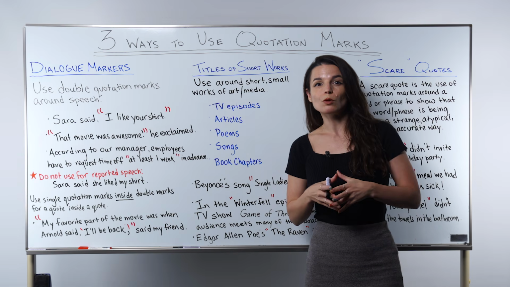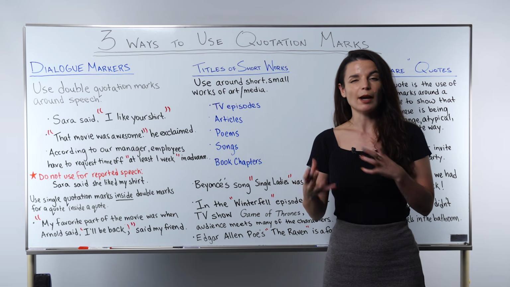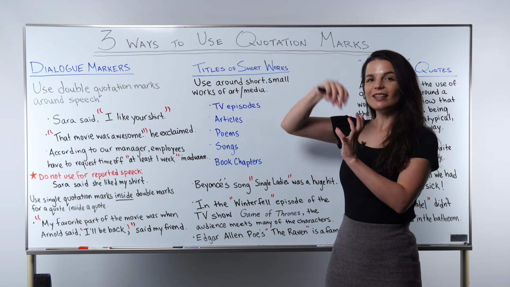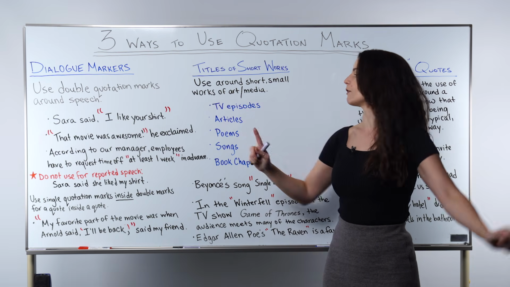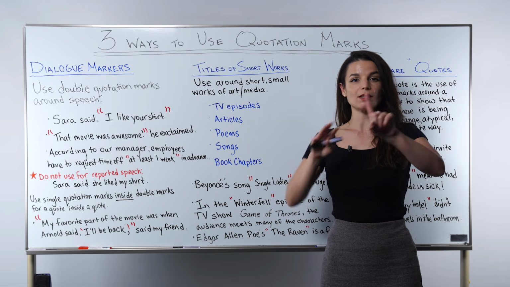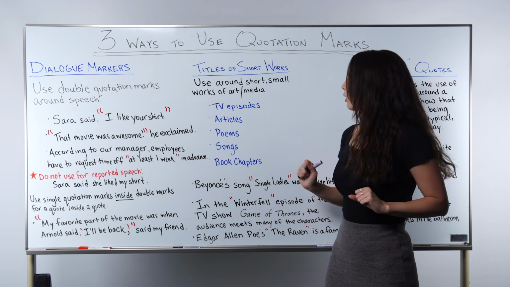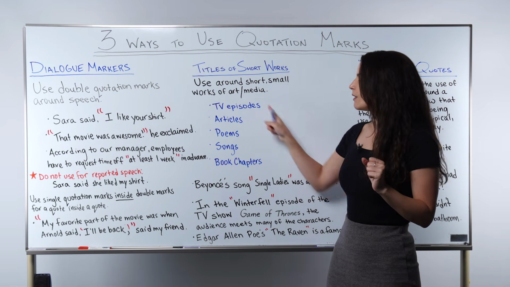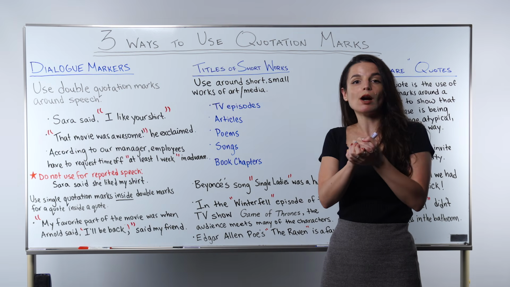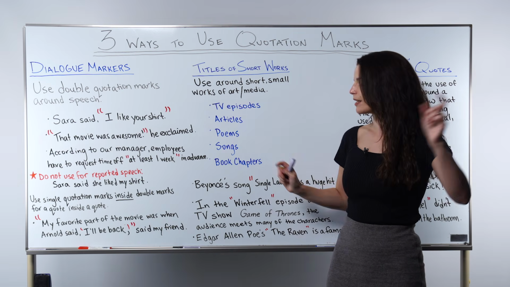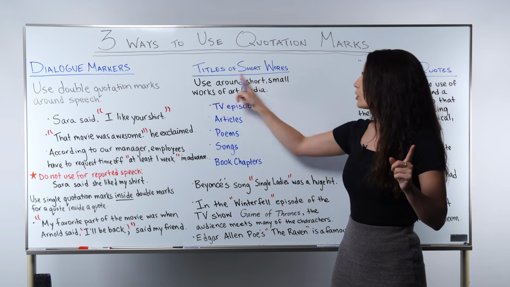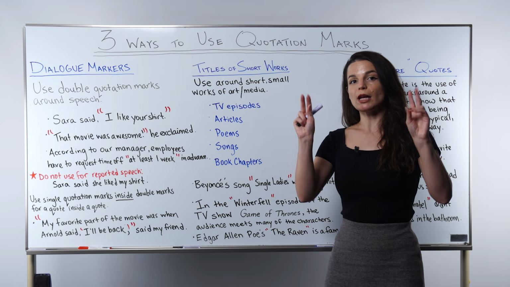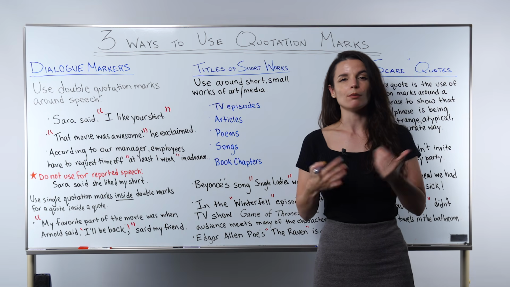A really good rule, or a really good guide that you can use to help you understand whether you should use quotation marks or not, is to remember these small things are like parts of something bigger. For example, a TV episode is one episode of a TV show, right? Or a song is one song on an artist's album, right? So think of these things as the smaller part of a bigger work. A book chapter is one part of a book, right? So when you're talking about these small works of art or small pieces of media, you use quotation marks around those. Let's look at some examples of how we do this.